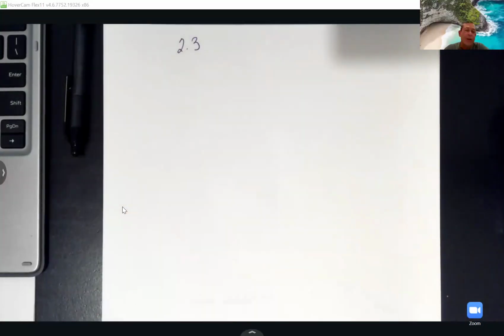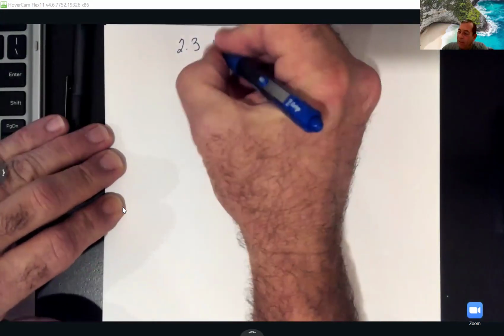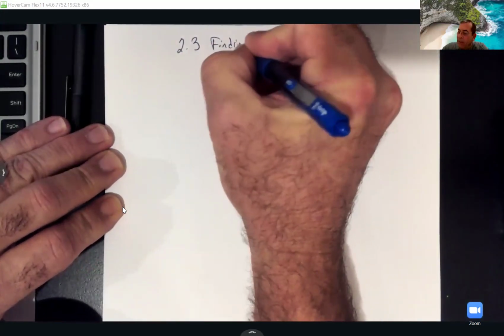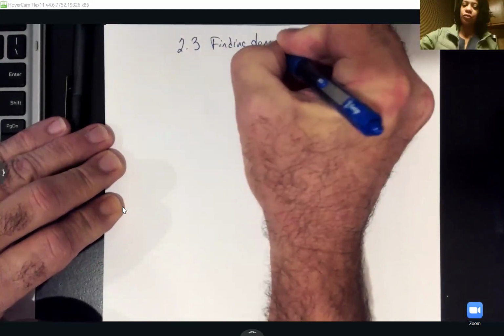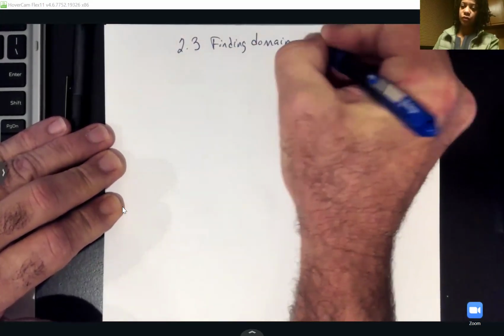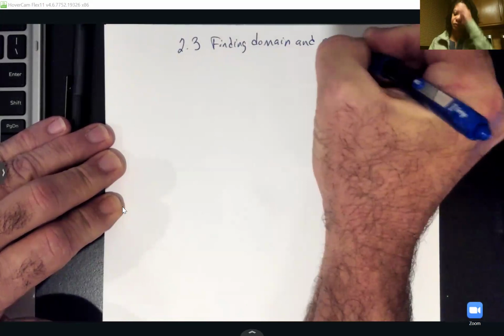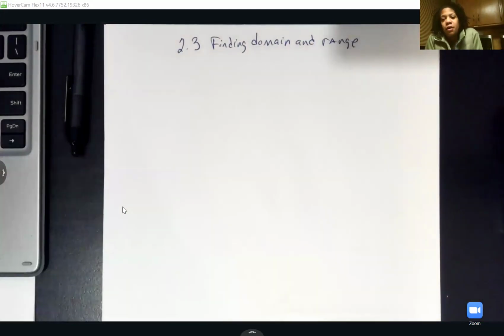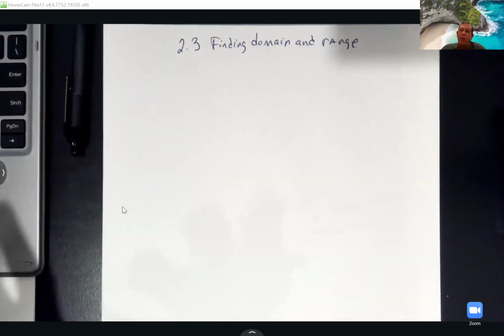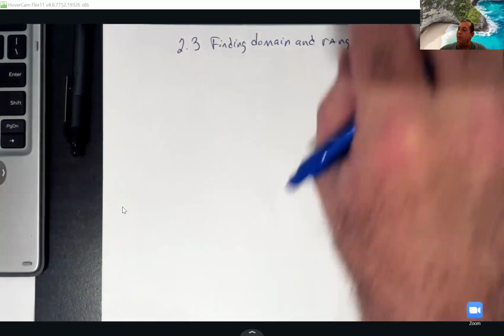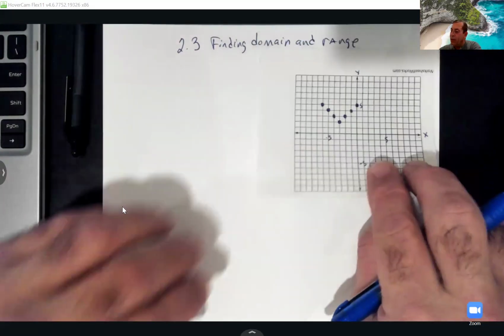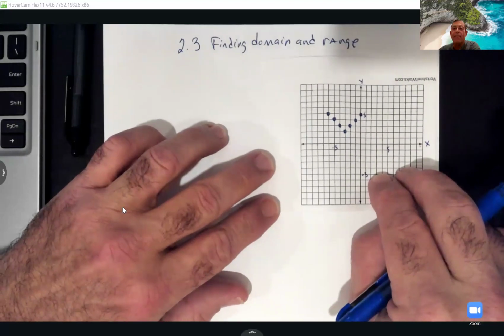All right, so 2.3 deals with finding domain and range. So we'll start with looking at graphs to find the domain and range and stuff like that. And then we'll look at actual functions, okay? So for this first one, I'm going to bring down a little graph here.